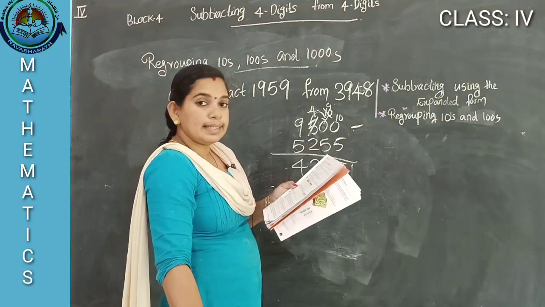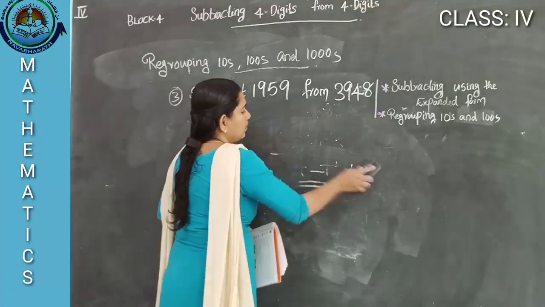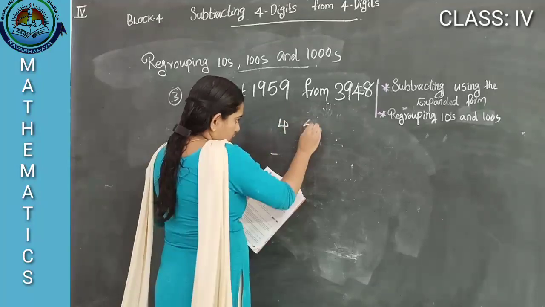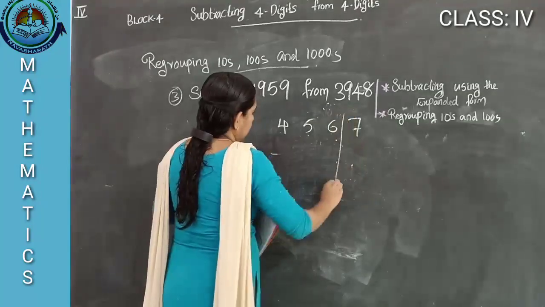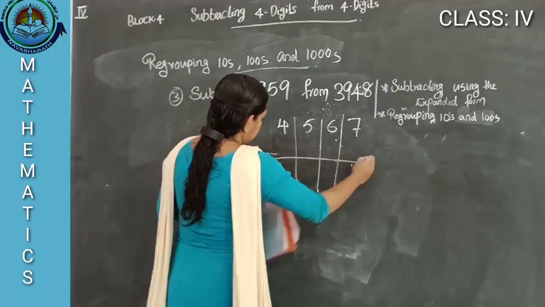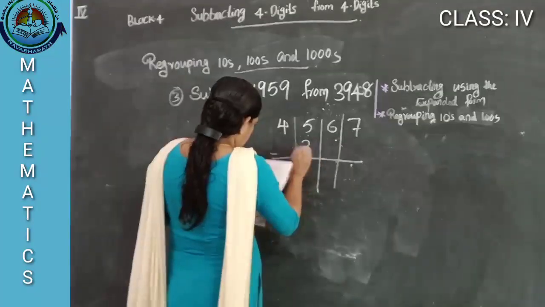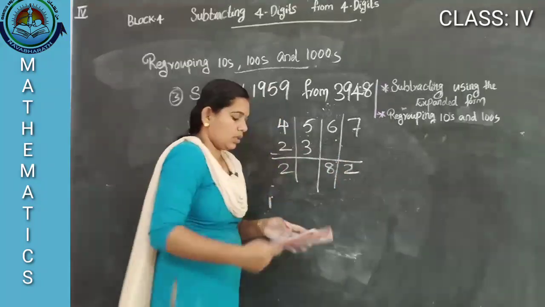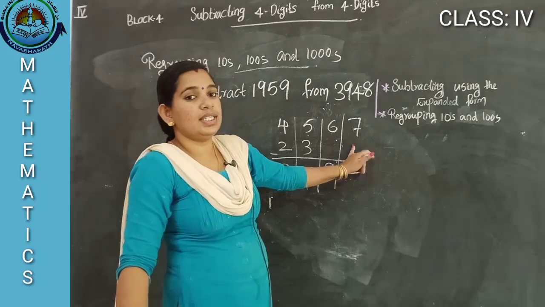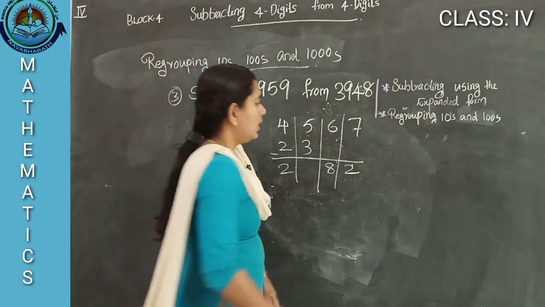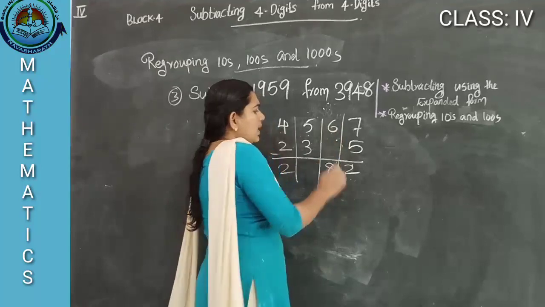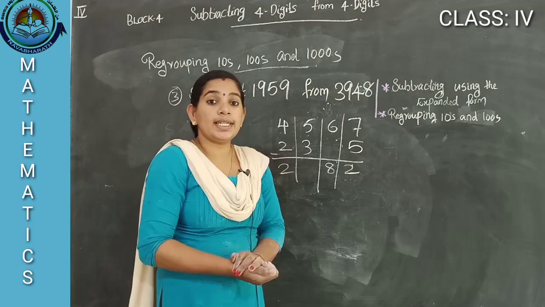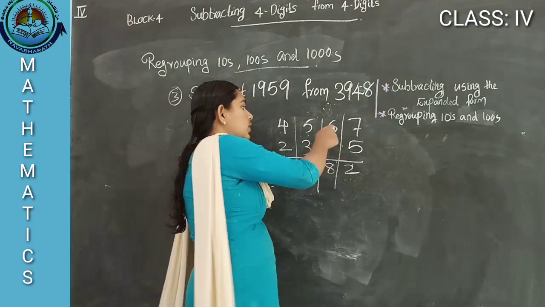Then filling the boxes with the missing digits. 4, 5, 6, 7 minus a missing number equals 3, 2, 2, 8, 2. 7 minus 1 digit is equal to 2. Which is that digit? Yes, 5. Then 6 minus 1 digit is 8. Is that possible? No. But 16 minus 1 digit is 8. Okay. So this is not 6.